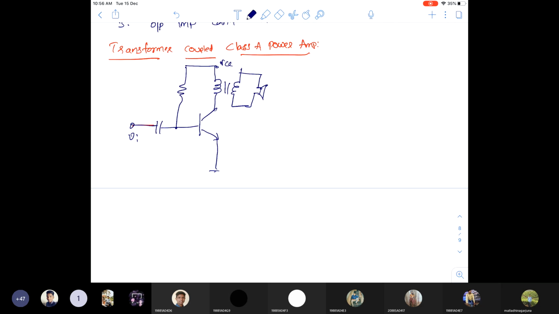Okay, so here we are replacing the RC resistor with a transformer. The only difference is the same circuit diagram, we are replacing the RC resistor with a transformer. So here the voltage is V1, here it is V2. This is the load resistance RL, and this is RL dash. Okay, so I will redraw this remaining portion, the transformer coupled, separately.